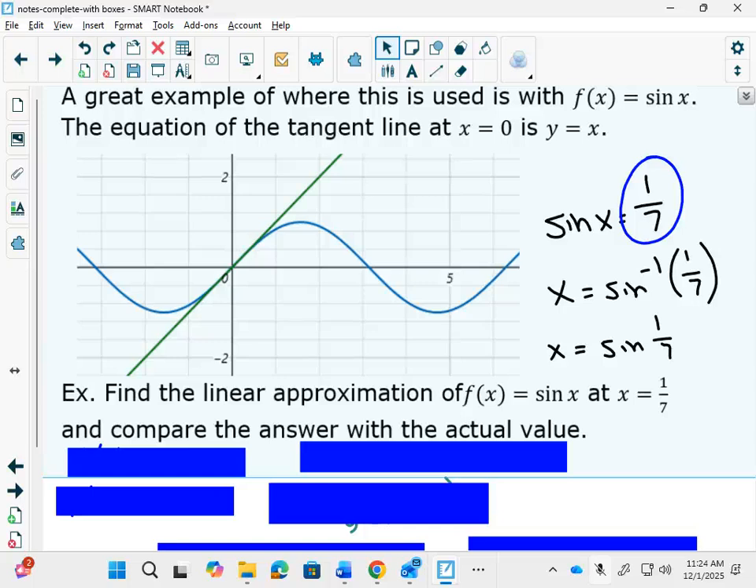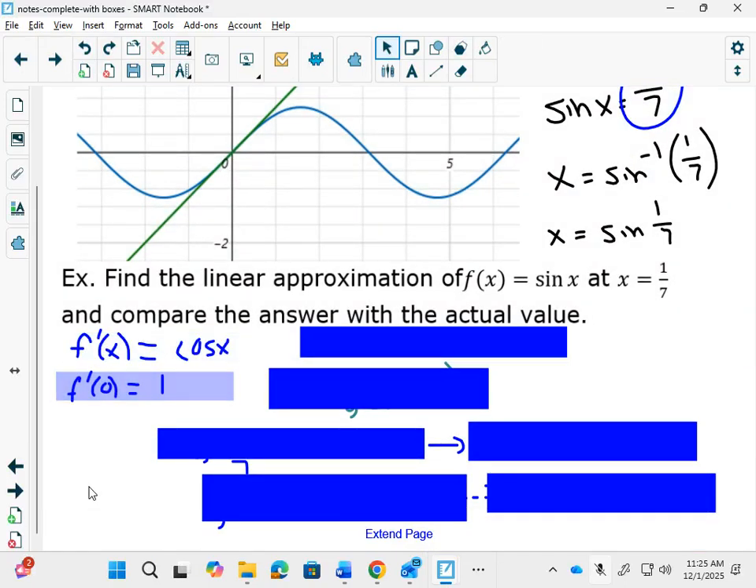So, why does this happen? Well, find the linear approximation of f of x equals sine x at x equals 1/7 and compare the answer with the actual answer. Well, the equation of this green line, it goes through 0, 0, right? 1/7 is pretty close to 0, 0.